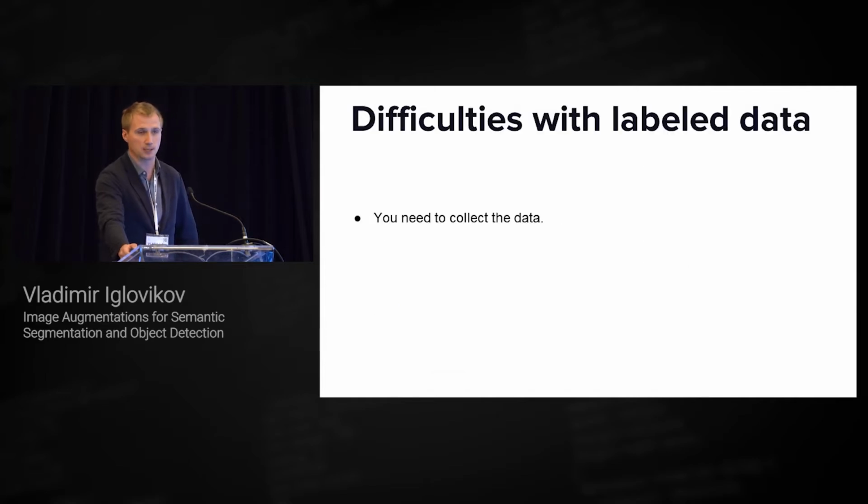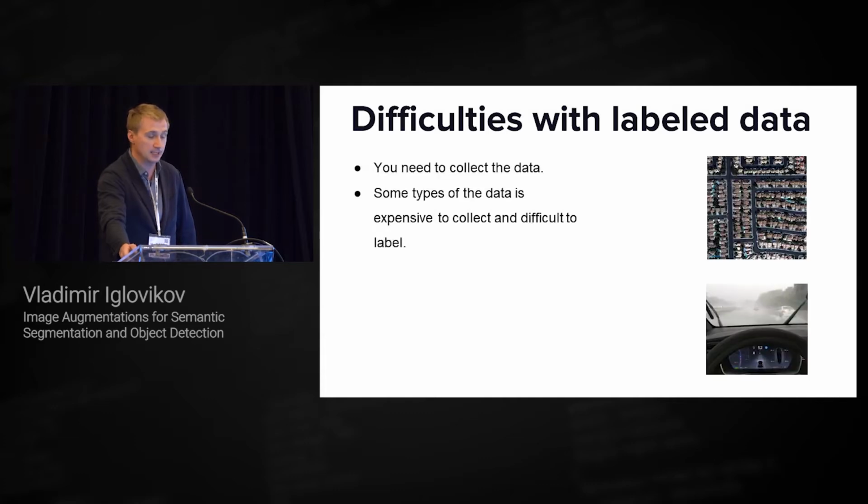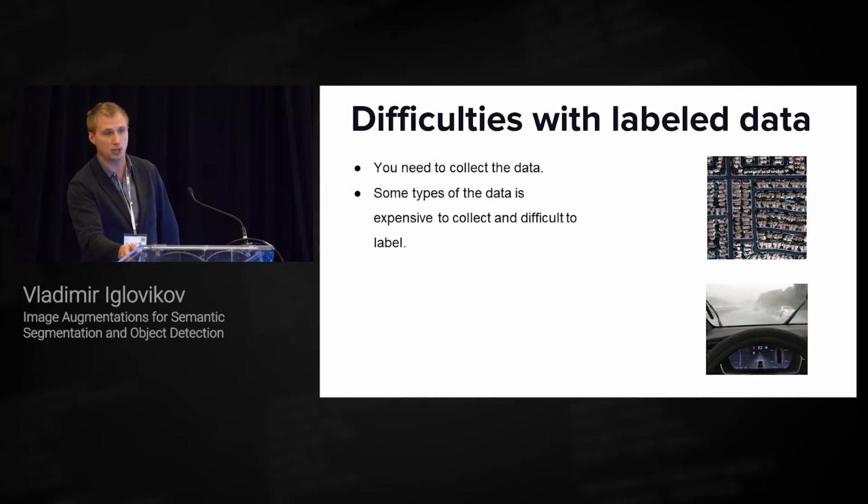The issue is that getting labeled data is tricky. You need to collect this data. You basically need to have either operators or some pipelines, so something should happen there. Then some types of data are expensive to collect and difficult to label. A good example of this is medical imaging. If I look at some image and I need to distinguish dog versus cat, I can do it.